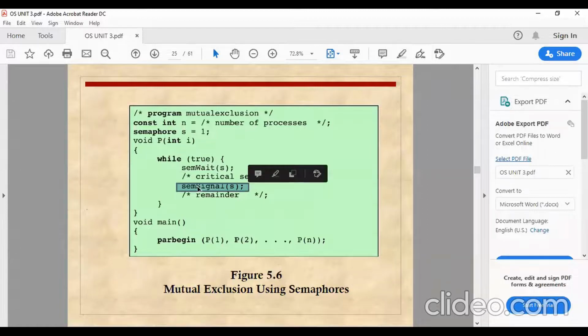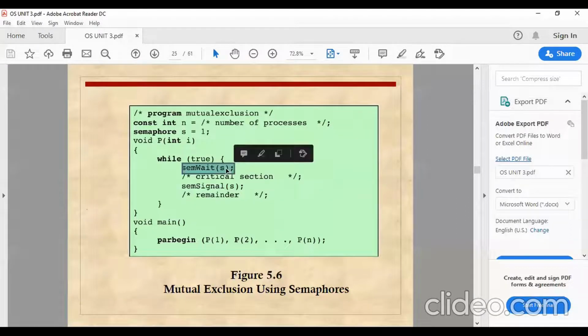If you get semaphore signal, it means the track is free, and it will allocate that track and set semaphore wait now, so that the second process cannot enter the critical section. This is how mutual exclusion is handled using semaphore.